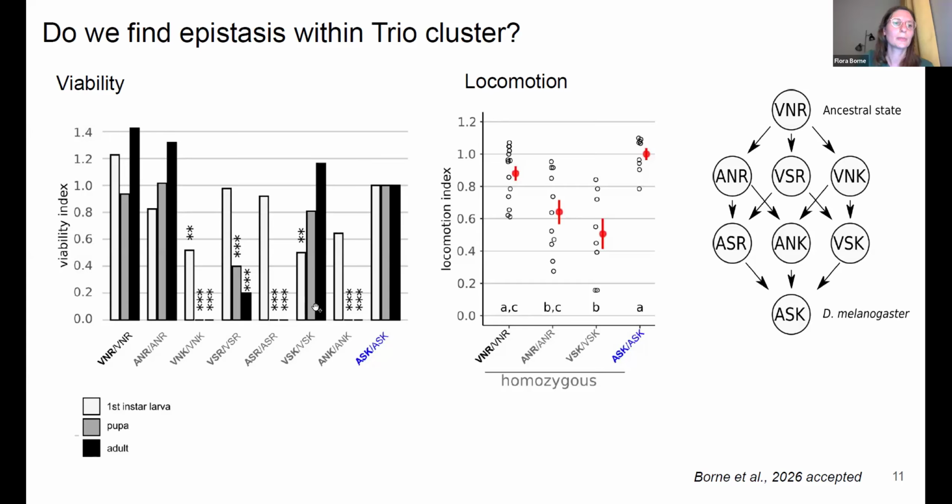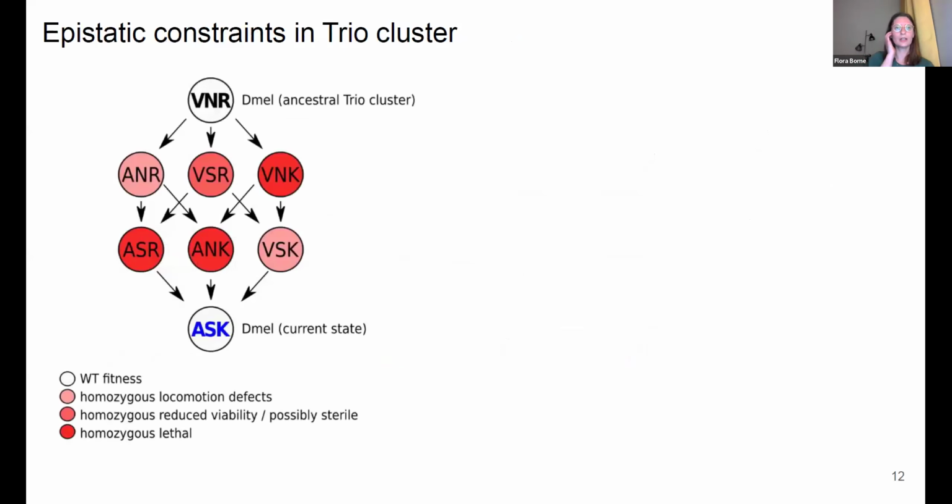intermediates, we don't see much effect on the viability, but when we look at locomotion, so here are the homozygous viable lines that we could test. Again, we see that the ancestral is very similar to the melanogaster state, but the intermediate states are deleterious. So if we map this phenotype to these genetic networks, we see that all these intermediate states are somehow deleterious, and especially 3 of them are homozygous lethal, and 1 is probably sterile.